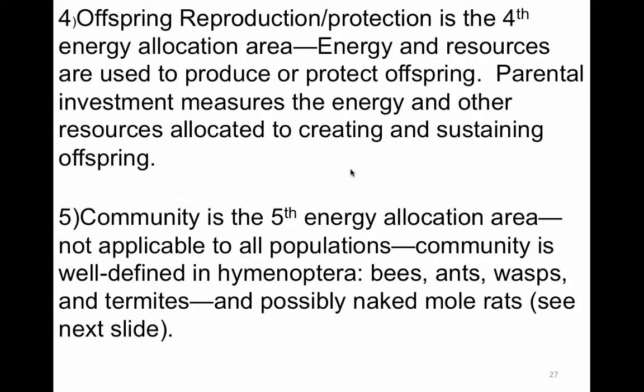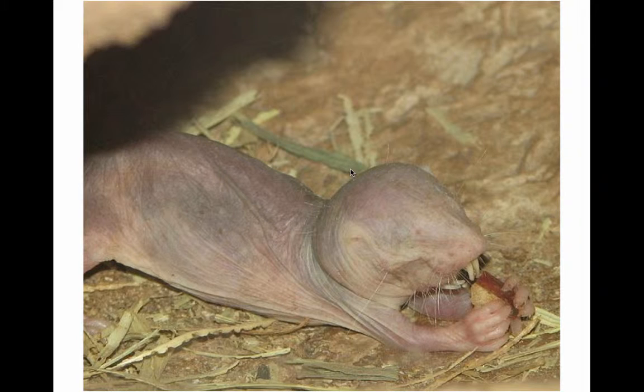Community is the fifth energy allocation area. Community is not applicable to all populations. Community is well defined in Hymenoptera, that is, bees, ants, wasps, and termites, and possibly naked mole rats. This is a naked mole rat. Notice that there are no visible eyes and no hair.